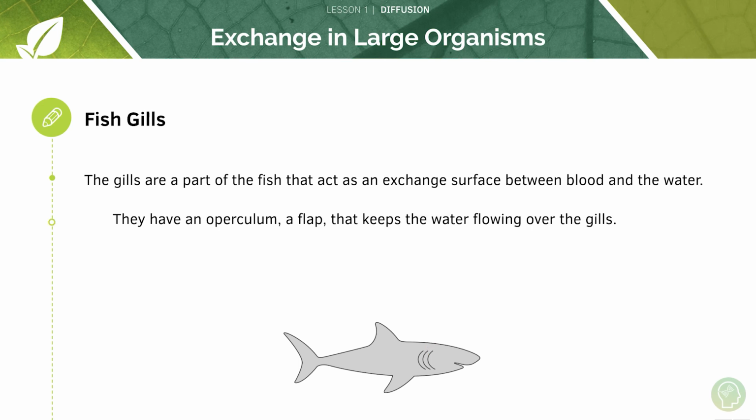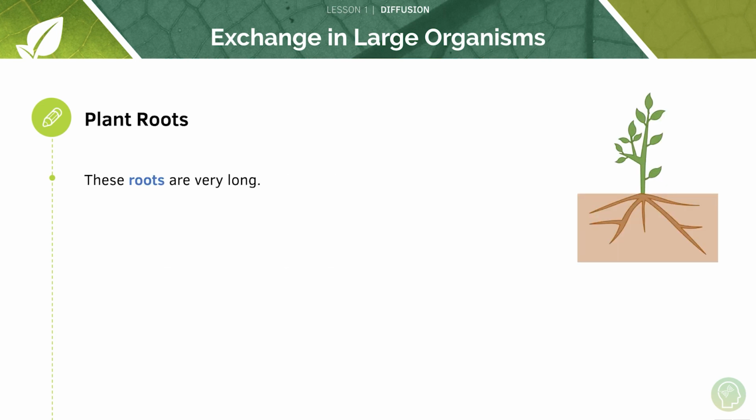So also within the fish, blood keeps flowing, thus maintaining the concentration gradient on the inside. So we have two things maintaining the concentration gradient in fish. We have the water flowing over the gills, and we also have the blood that's flowing within the fish, and this maintains the concentration gradient on both sides and therefore allows for a really high rate of diffusion.